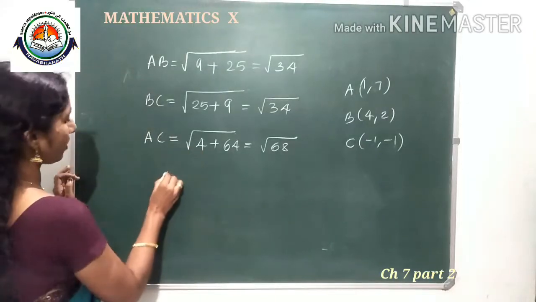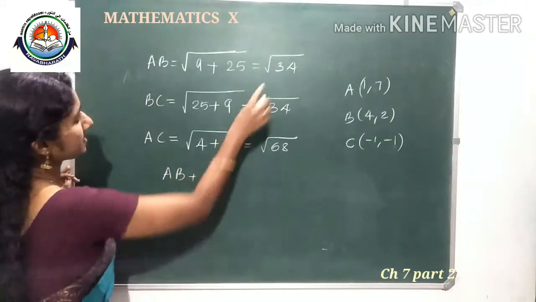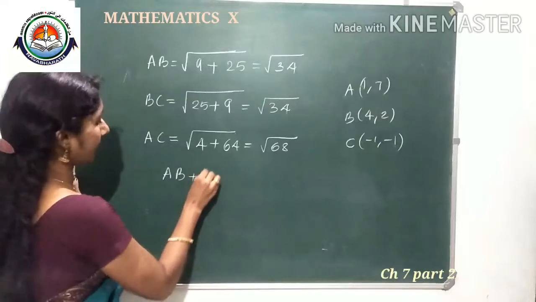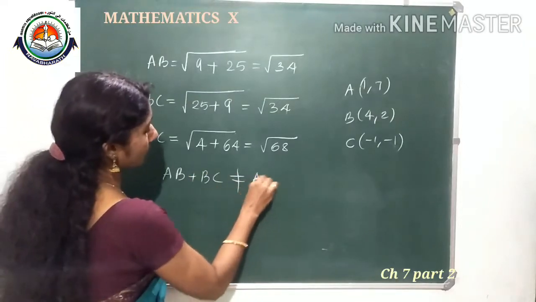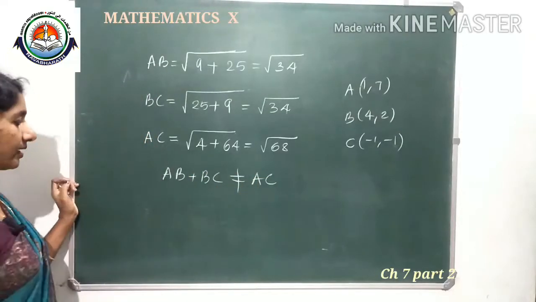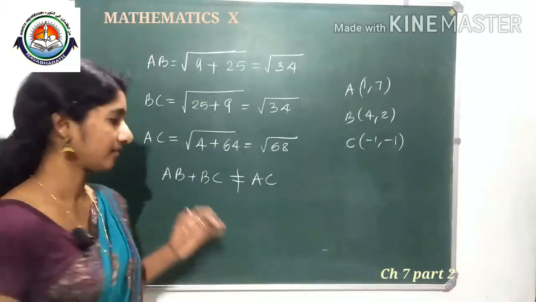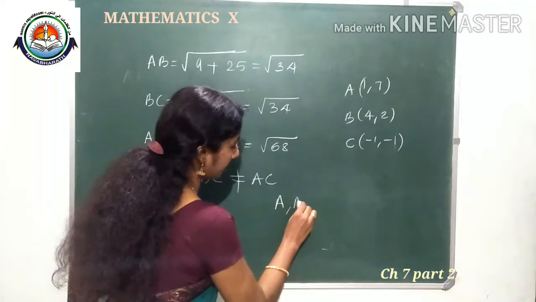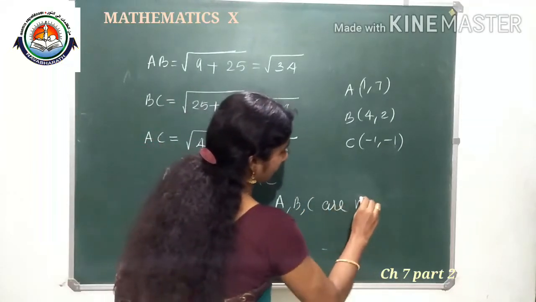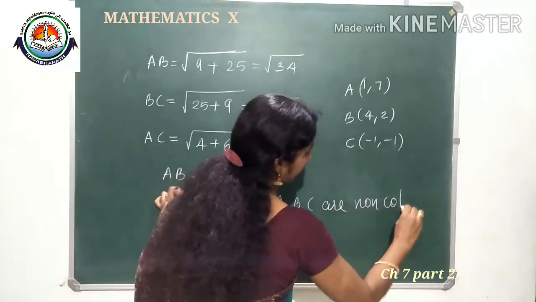So here, AB and BC are the shorter ones, but AB plus BC is not equal to AC. So we cannot say these 3 points are collinear. We are calling here A, B, C non-collinear points.